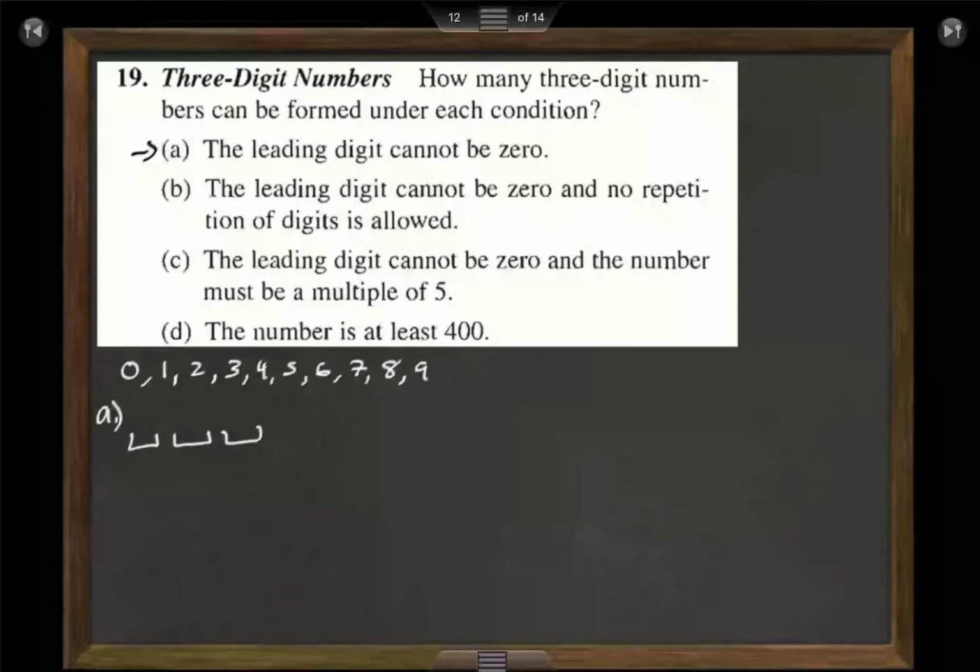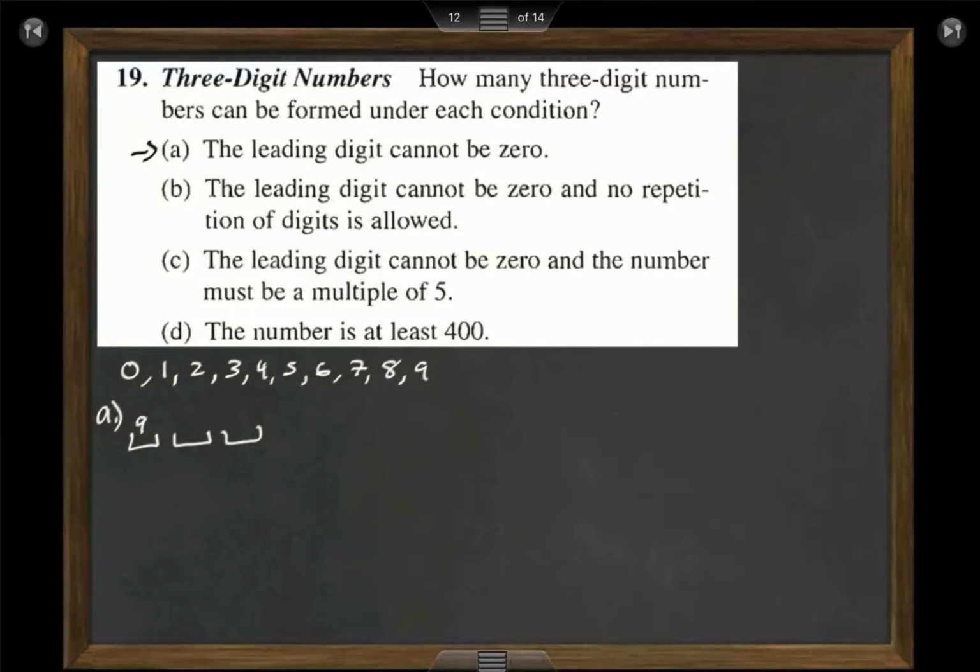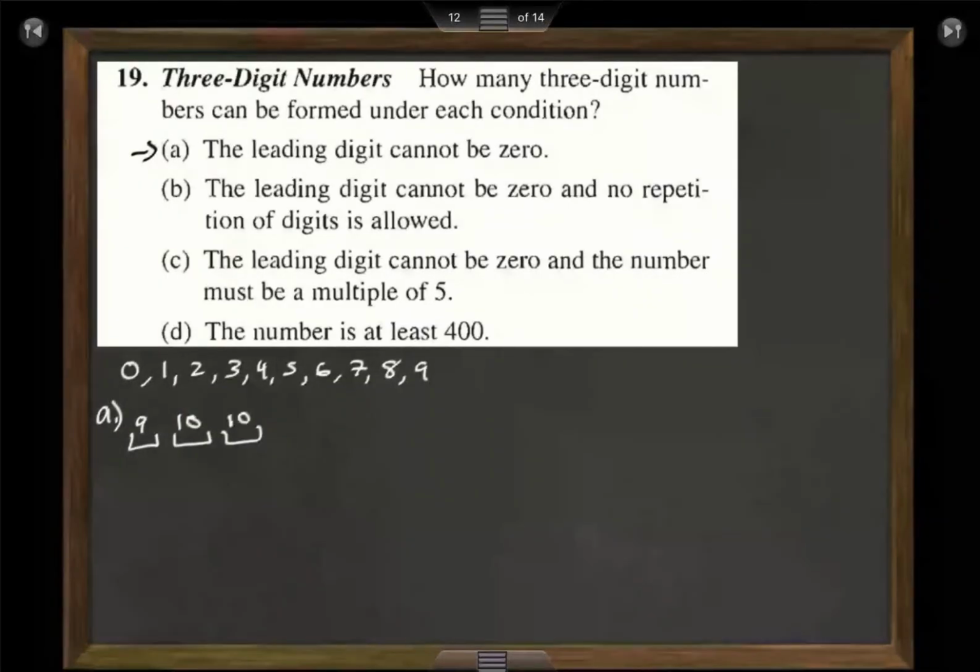Now, the order does matter because that makes the number different. We have nine numbers that could go in the first spot. If we take out the zero, we have nine numbers. And then over here, zero is allowed back in the mix, so now we have 10 options. Same with the last one, we have 10 options there. If you want to know how many total numbers there would be, you just multiply those together. You get 900.